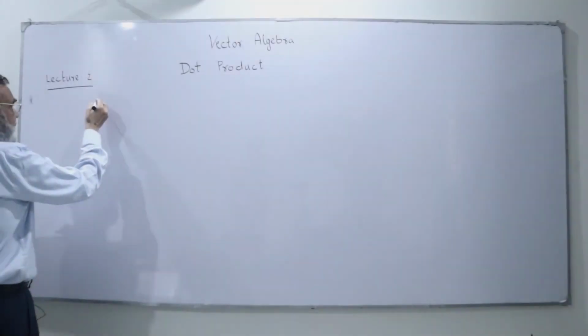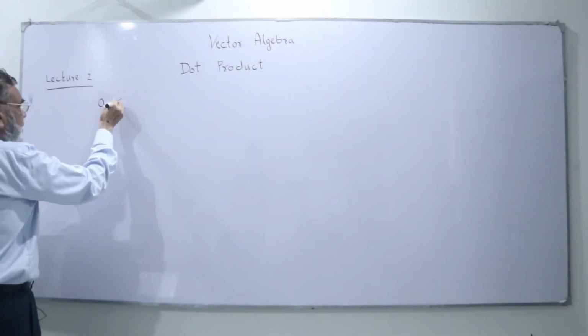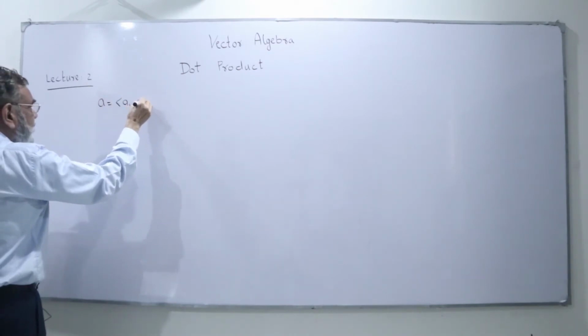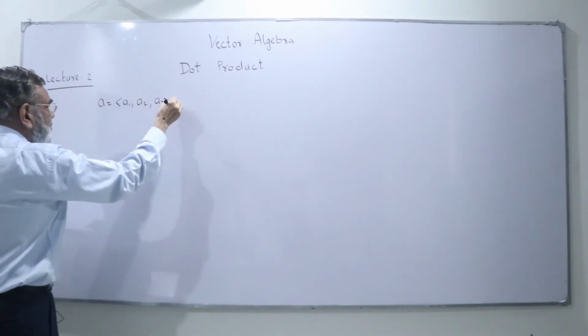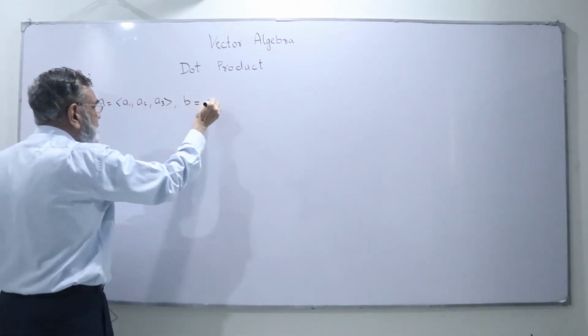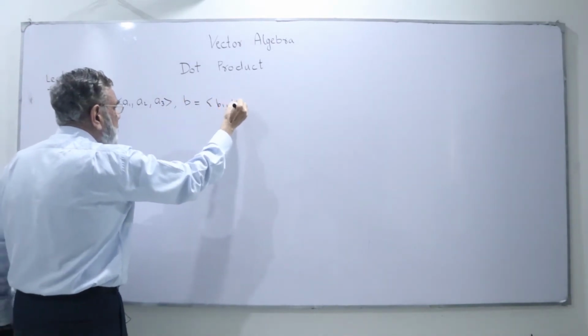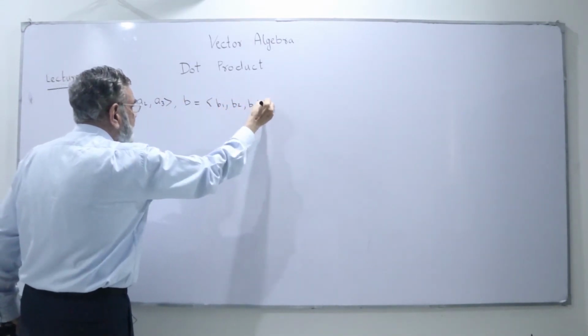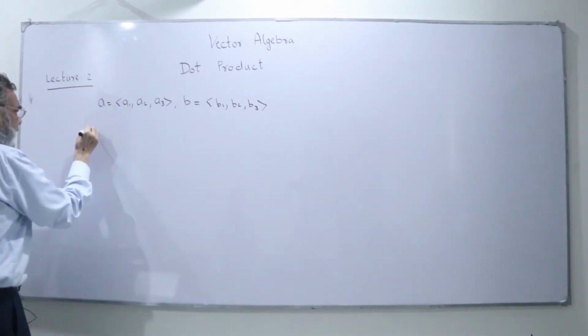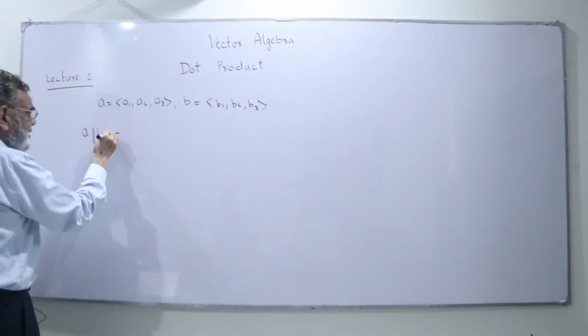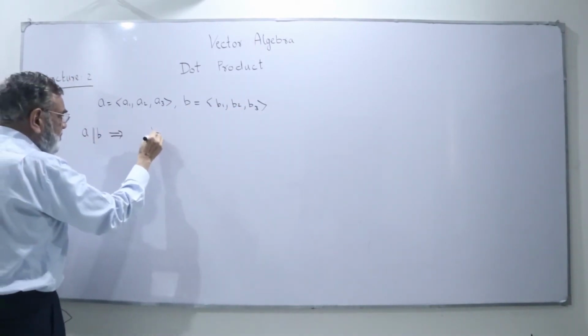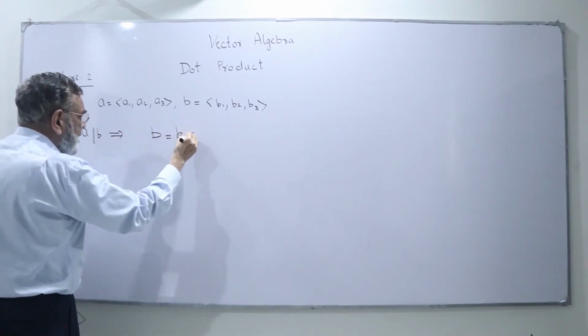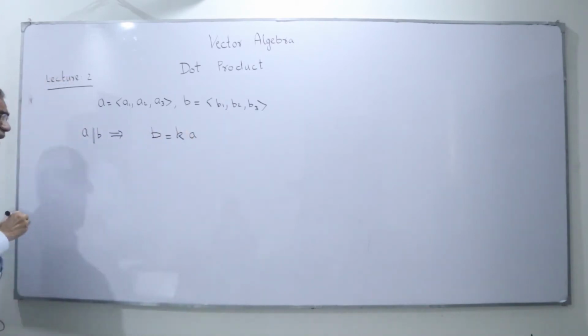We have vector A given by A1, A2, A3, and vector B with components B1, B2, B3. When A is parallel to B, this implies, as we have seen before, that B is equal to k times A, where k is a scalar value. Then the vectors are parallel.